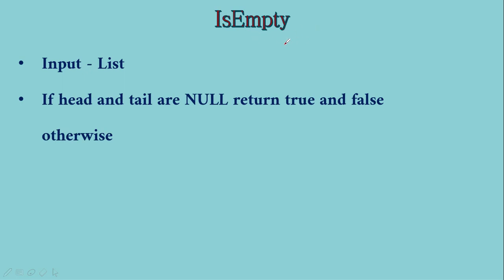And then the isEmpty function. In the isEmpty function you will pass the list, where you will be checking whether head and tail are null. If both of them are null, we will return true, and false otherwise.